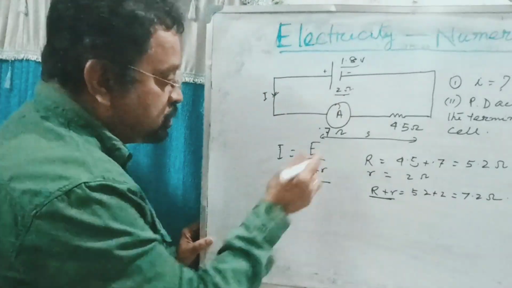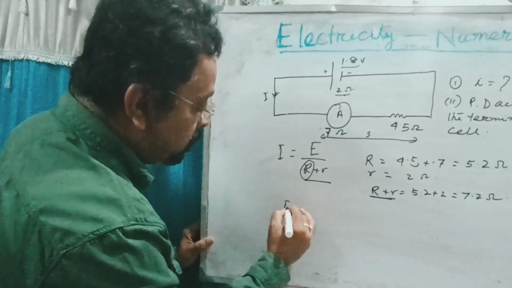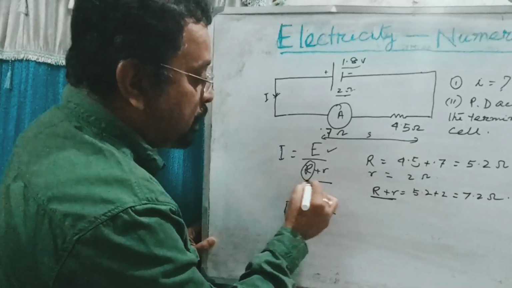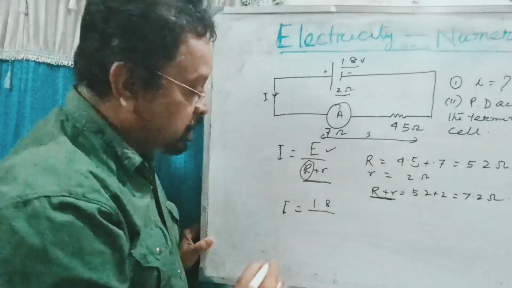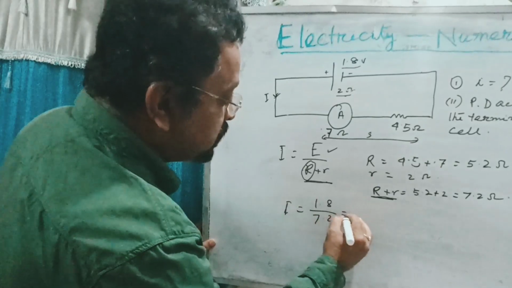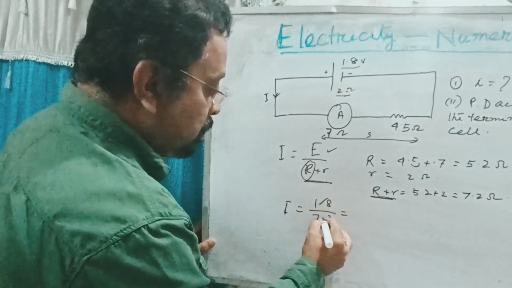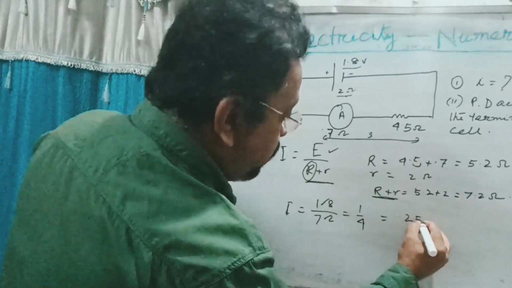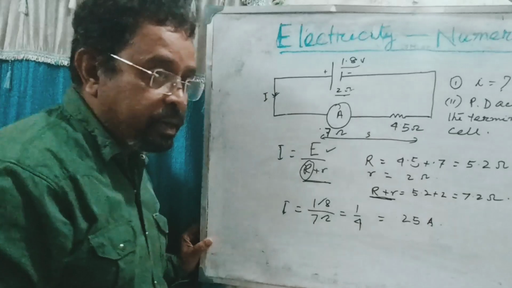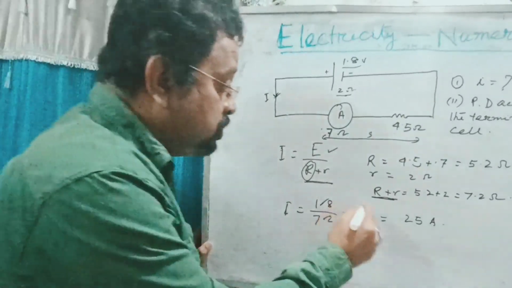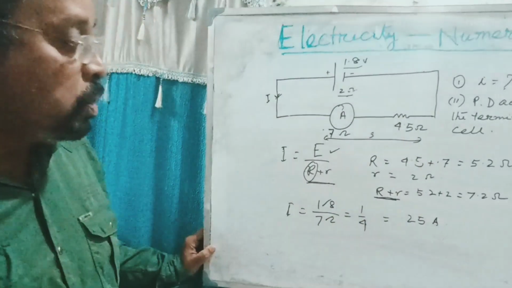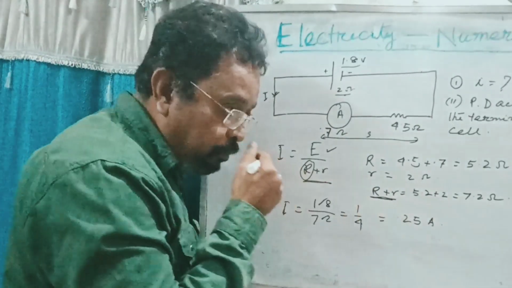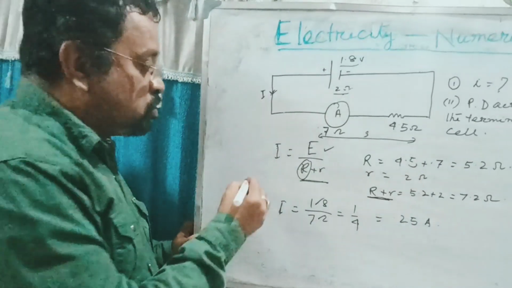So what is the current? Use this formula. So I is equal to E, E is how much? 1.8 divided by R plus r. What is the value of R plus r? 7.2. So how much is it coming? This is coming 1 by 4, or this is equal to 0.25 ampere. Clear? In the exam don't write the fraction, you have to write the decimal. So my current is coming around 0.25 ampere. Okay, the first part is over.